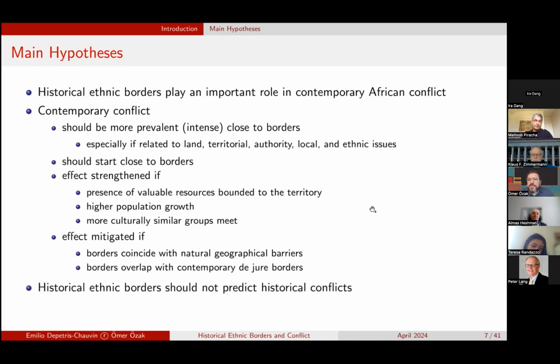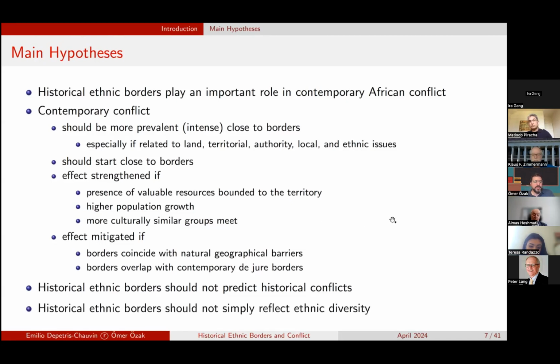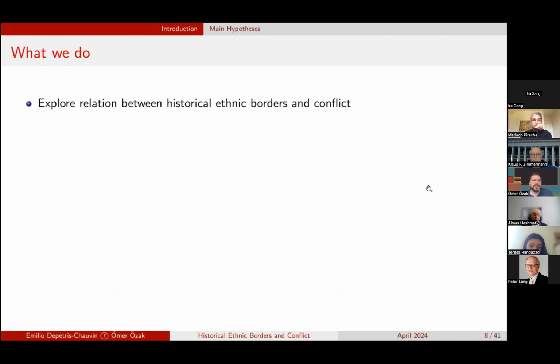At the same time, we should not expect historical ethnic borders to predict historical conflict if it's true that in the past, land was less important than population. And finally, we should expect that historical ethnic borders should not simply reflect the effect of ethnic diversity, right? And so we're going to try to test all these things.